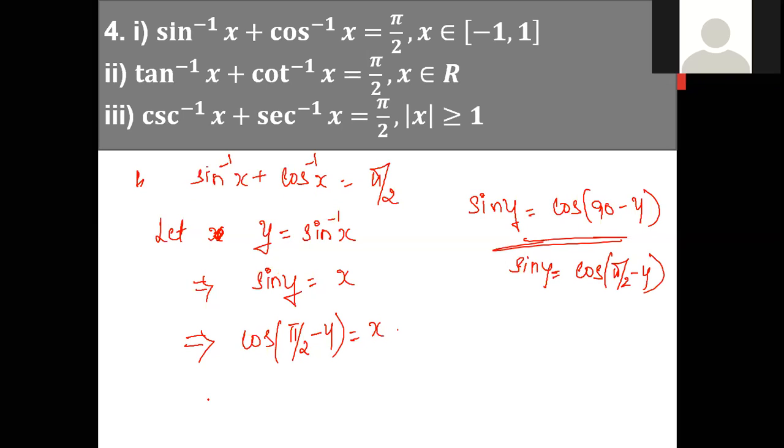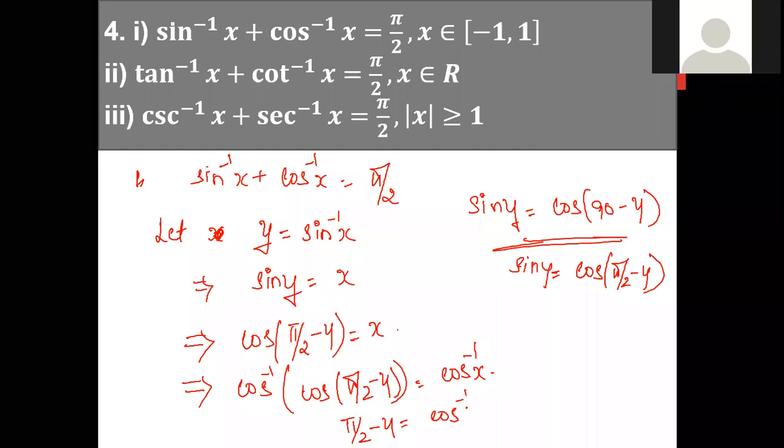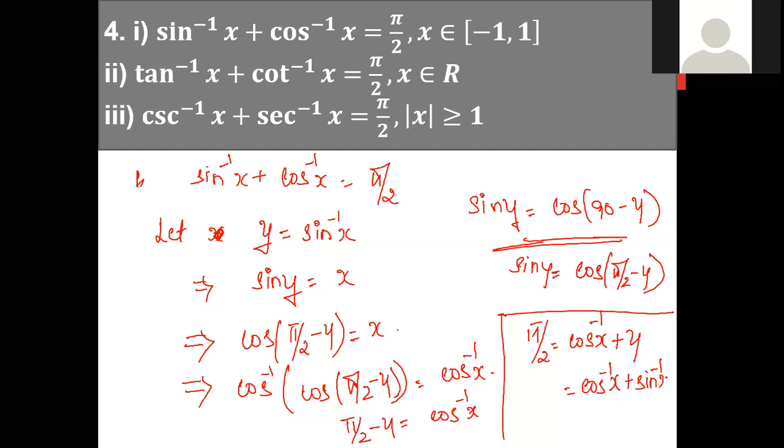I need cos inverse. So if I take cos inverse on both sides, what do I get? Cos inverse of cos of pi by 2 minus y is equal to cos inverse x. So pi by 2 minus y is equal to cos inverse x. Keep pi by 2 there, take minus y to the other side. So pi by 2 is equal to cos inverse x plus y. But what was y? y was sine inverse x. So pi by 2 is equal to cos inverse x plus sine inverse x.